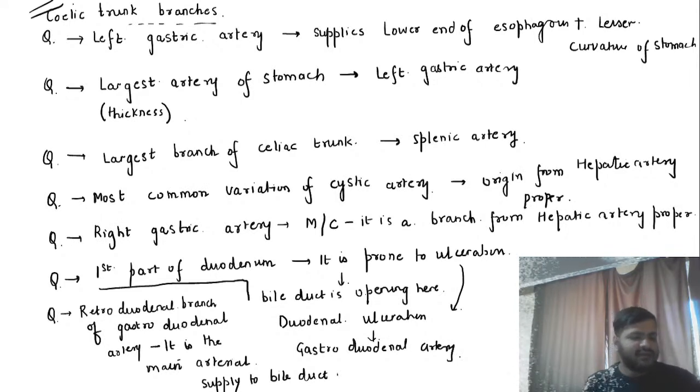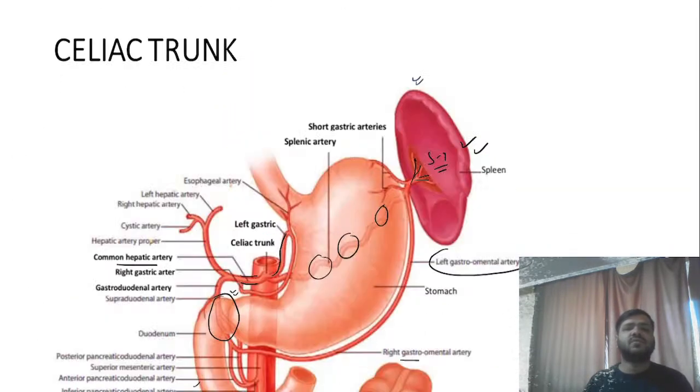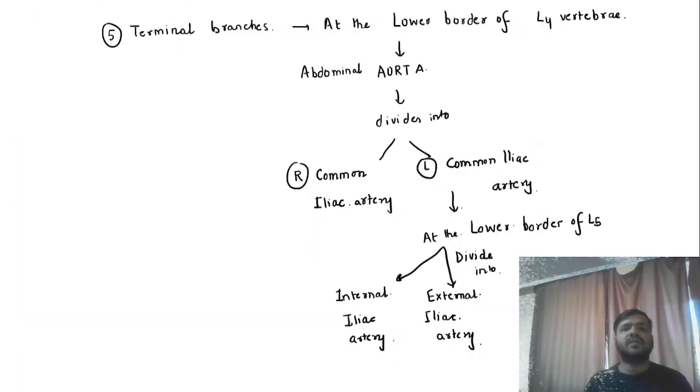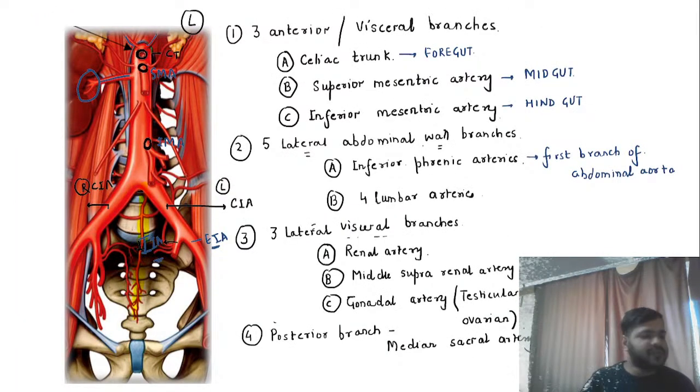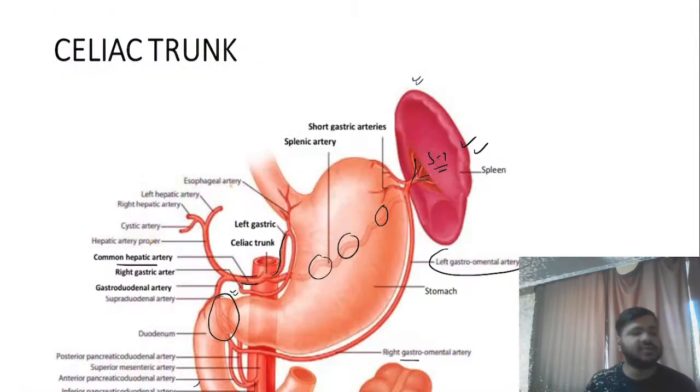Now I will be discussing another branch that, guys, I already have discussed with you, that is the superior mesenteric artery. For the celiac trunk, I have already discussed the foregut organs that are there. Yes, okay, guys. Sumit and Tanu, very good.